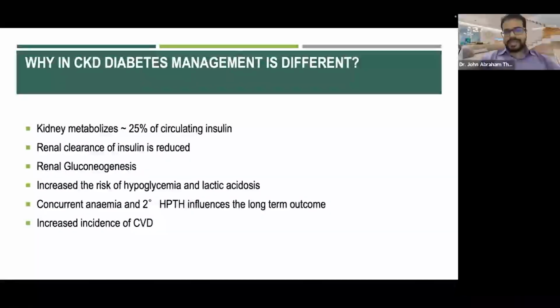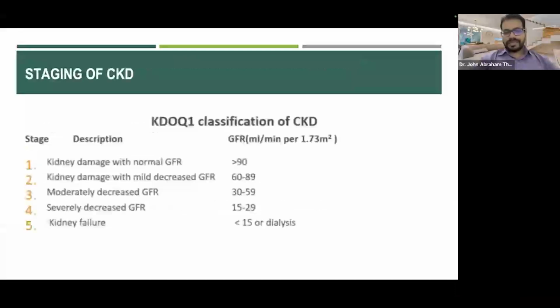So why is diabetes management different in CKD? The kidney metabolizes approximately 25% of the circulating insulin. The renal clearance of insulin is reduced. There is increased risk of hypoglycemia and lactic acidosis, concurrent anemia, and secondary hyperparathyroidism, which influences the long-term outcome. And there is increased risk of cardiovascular disease. So managing diabetes alone is not enough in diabetic kidney disease.